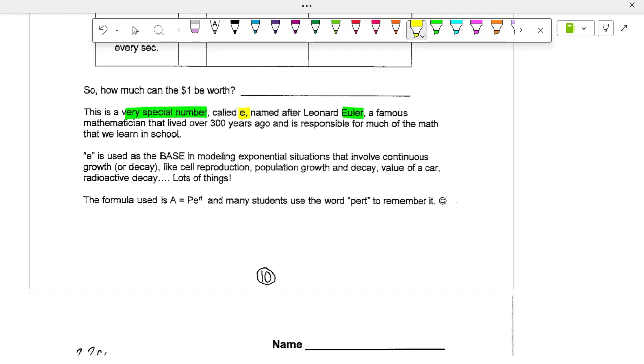So e is actually a number. Now, e is used as a base in modeling exponential situations, and it involves continuous growth or decay. The way we use it in this class is for situations where it says compounded continuously.